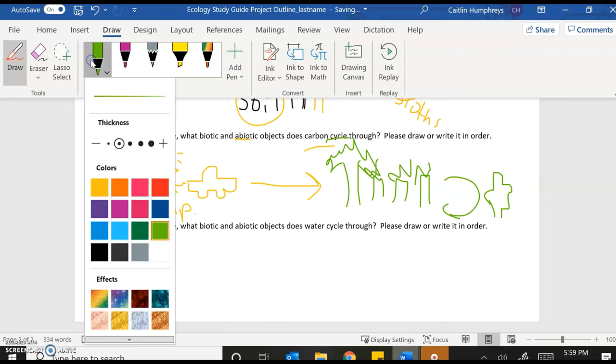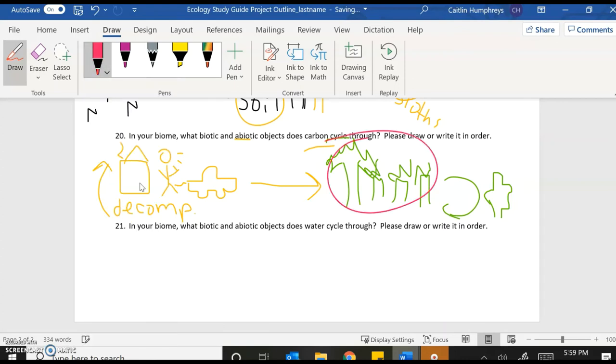Okay, so this plant needs to be specific. This is all the same. Your plant needs to be specific to your biome. Now, the last one is the water cycle. The water cycle we all know is precipitation and evaporation, just over and over.